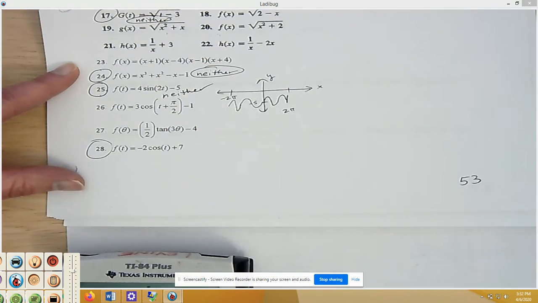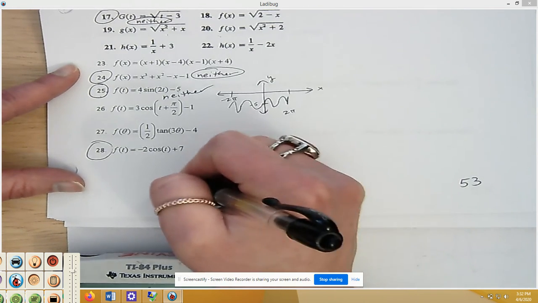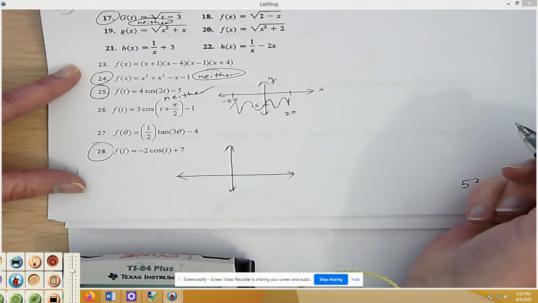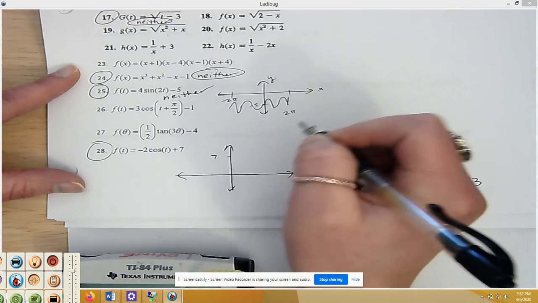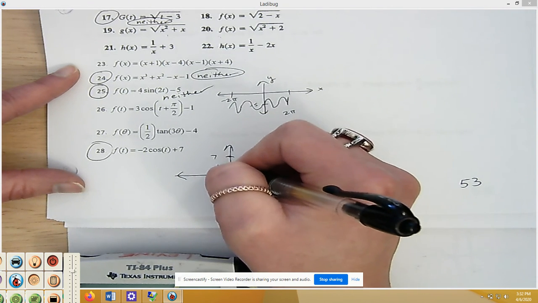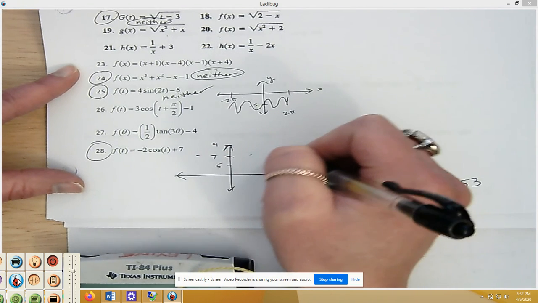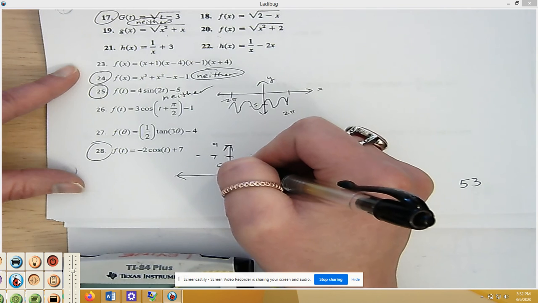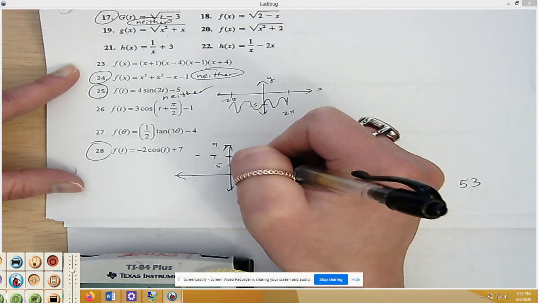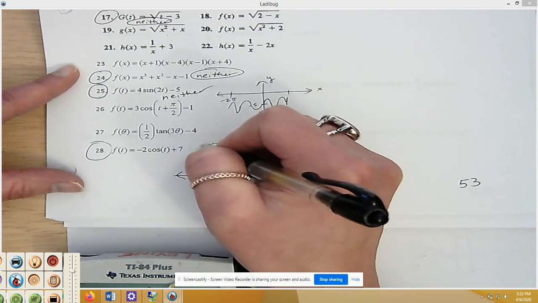Okay, and then finally we have our cosine. So cosine here, this one, remember the parent cosine is odd. No, it's not. The parent cosine is even. And then I'm going to go up to 7, and now it's going to be flipped and stretched by 2. So I'm going to go down to 5 and up to 9. And then here's my midline, and I'm starting low and ending high. The period hasn't changed, so here's 2 pi. There's 1, and then you would just keep going.